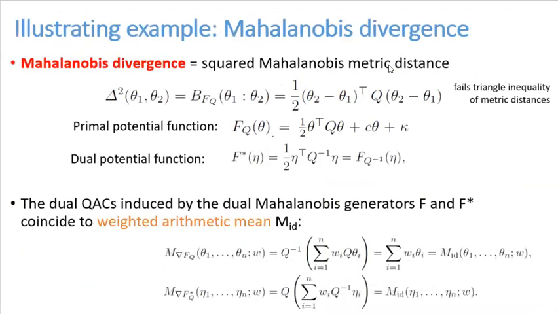So for example, for the squared Mahalanobis distance, I don't take the square root, so it's not a metric because the triangle inequality fails. I have the primal potential function, where I can put also some affine term here. I have the dual potential function. If I look at the dual quasi-arithmetic averages, I find that this is the same arithmetic operator, but on a different coordinate system, right?